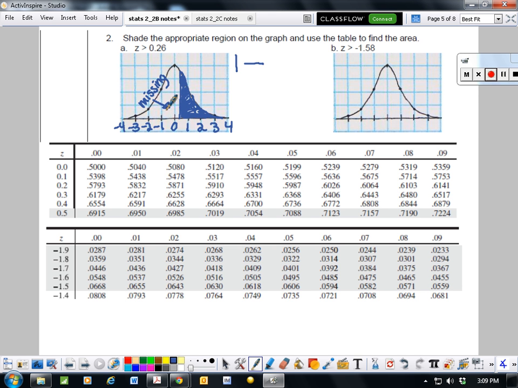So we're going to find the part that we're missing, which is less than 0.26. So I'm going to do 1 minus 0.6026, which gives me a value of 0.3974, or 39.74%.